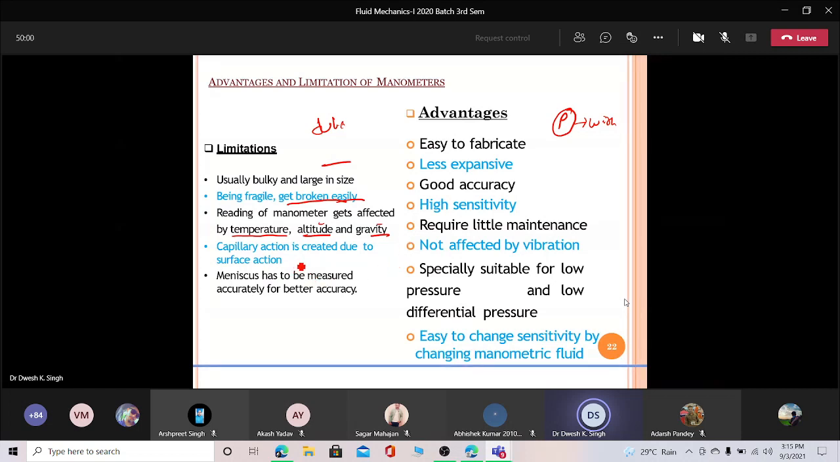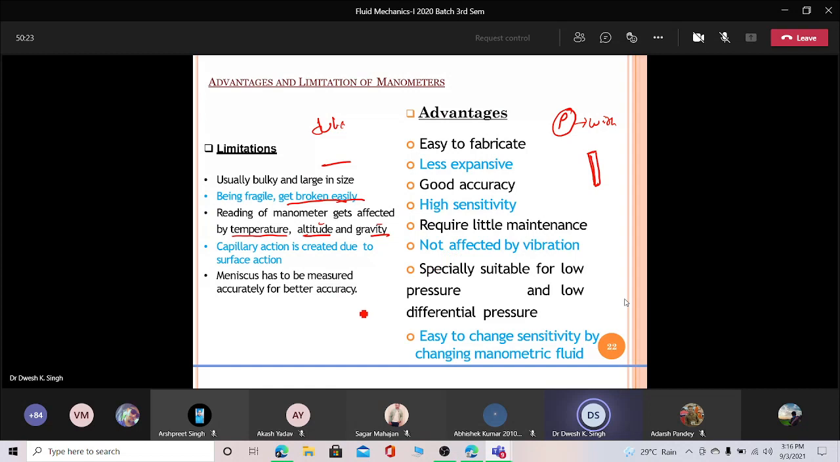Capillary action is created, because it is also a tube. If you are not using the diameter properly, there may be a chance of this also. The reading will include the capillary action, because we know that this tube is also a fine tube. So there is a chance of this.